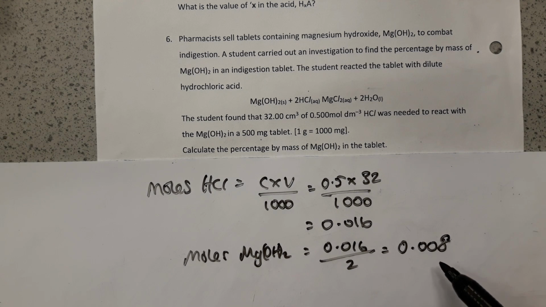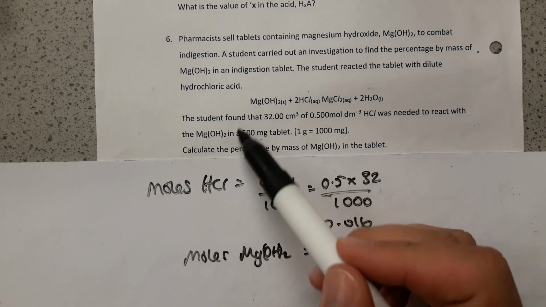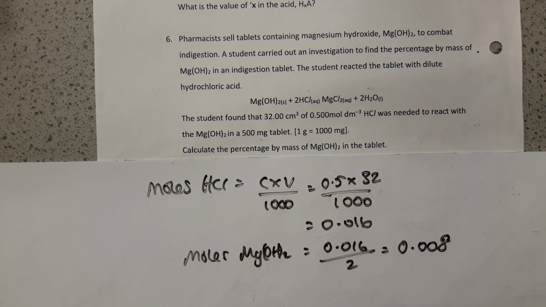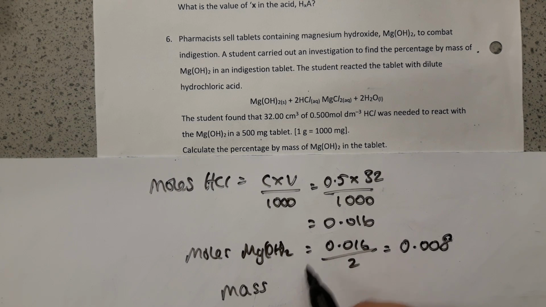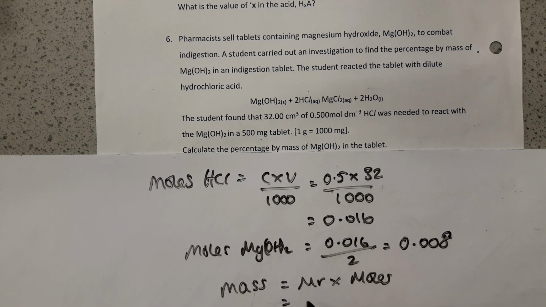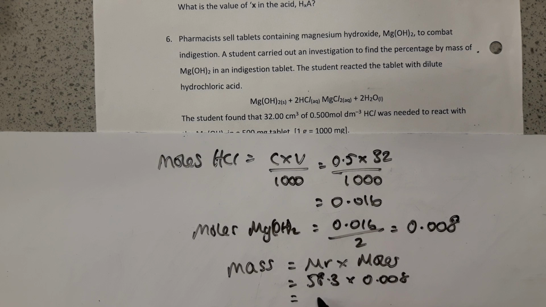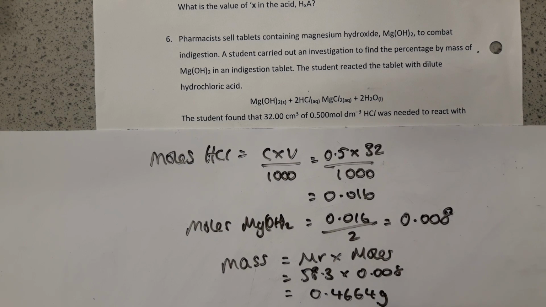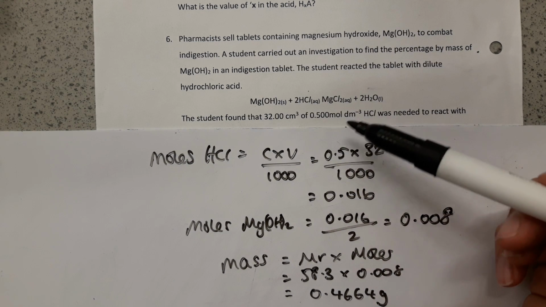Okay, so what I've got to do now is figure out what mass this would be, and then convert either that mass into milligrams or convert the tablet mass into grams to make sure I get the correct percentage by mass. By rearranging the equation, we know that mass is Mr times moles. So the Mr of magnesium hydroxide, 24.3 plus 2 16s plus 2 1s, gives me 58.3. So 58.3 for the Mr, multiplied by 0.008, gives me a mass of 0.4664 grams. So that's the mass of the magnesium hydroxide present in the 500 milligram tablet.